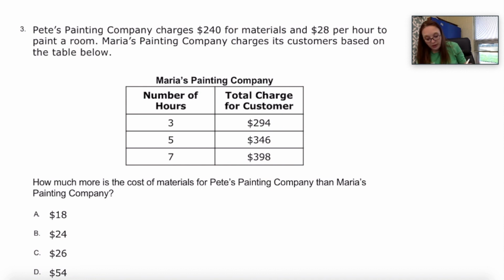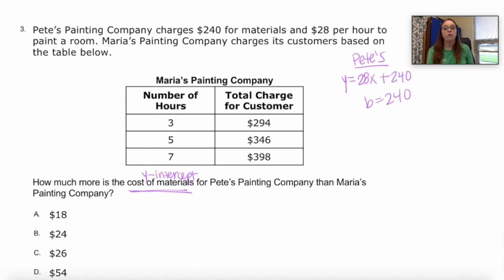Okay, so let's talk about Pete. That very first sentence says he charges $240 for materials and $28 an hour. So if I'm writing this in y equals mx plus b form, that 28 per hour, 28 is my slope. So y equals 28x plus the 240 for the materials. So there's Pete's. All right, if I skip on down to the bottom, how much more is the cost of materials? That cost of materials is the y-intercept. So we know that our y-intercept, or the b value for Pete, is 240, right?